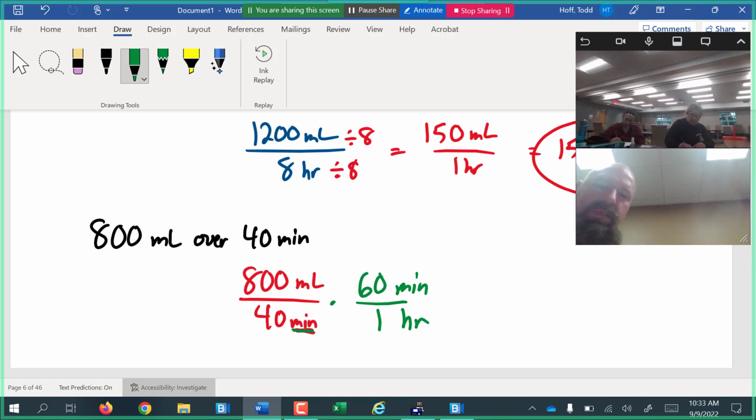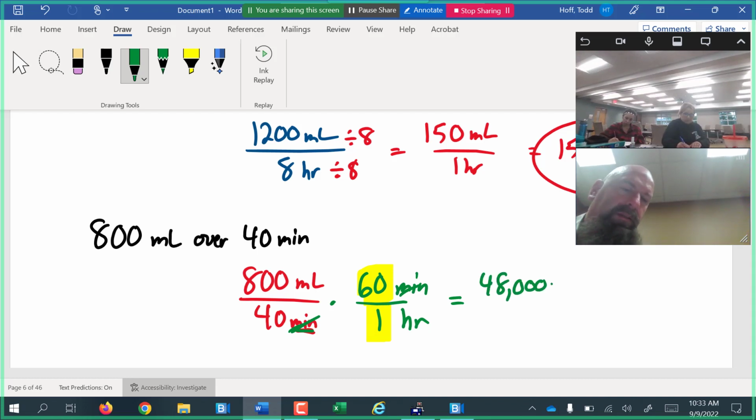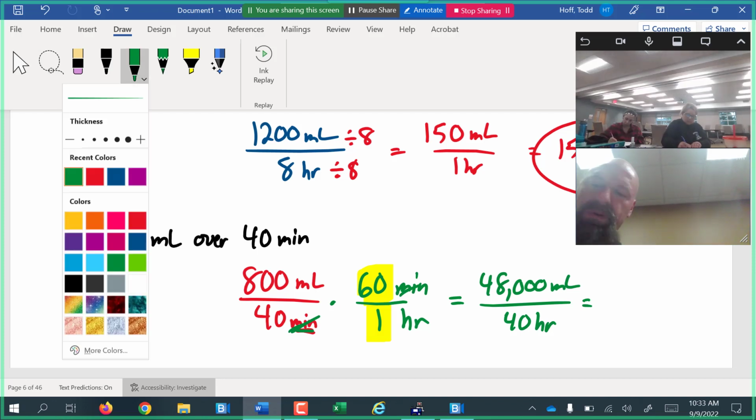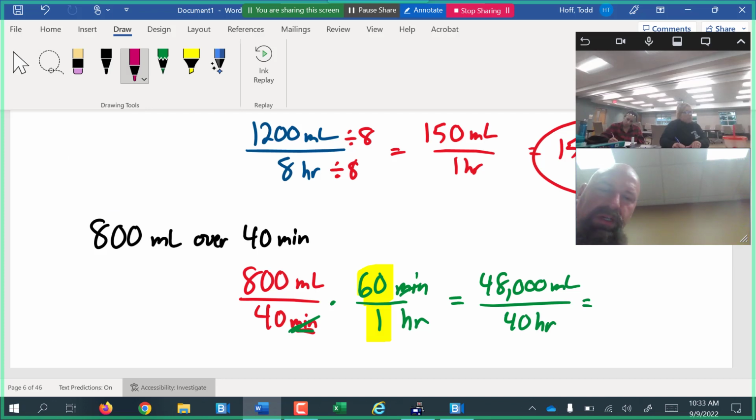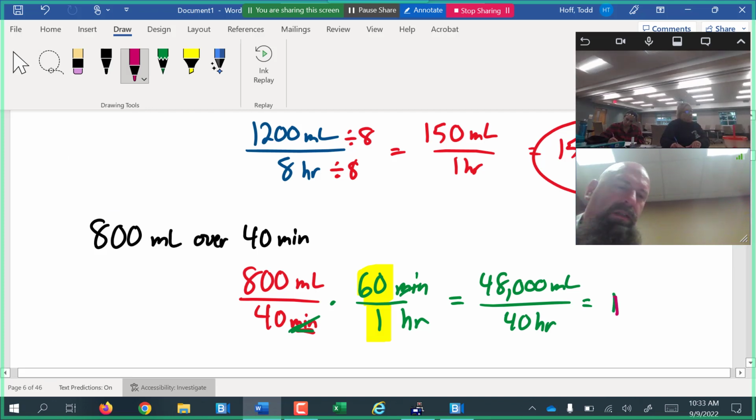I didn't mention it before, but of course that equivalency is just one we know. It's not one we get from the problem. So the minutes cancel out for us. On top, 800 milliliters times 60 is 48,000 milliliters. Over 40 times 1 hour is 40 hours. Then we divide out the 40. I believe that's 1,200, but it's 1,200 milliliters per hour.